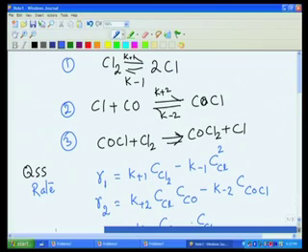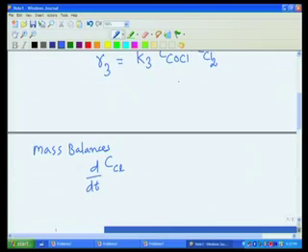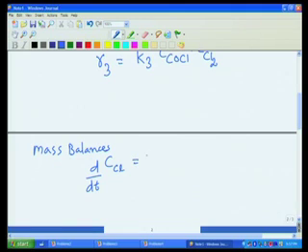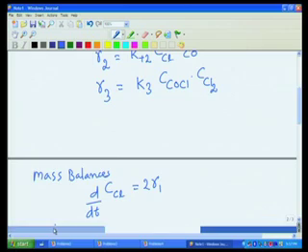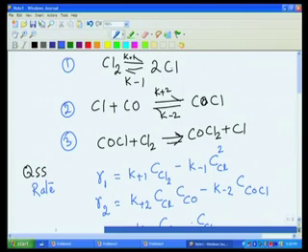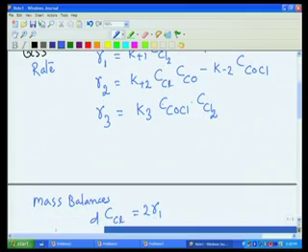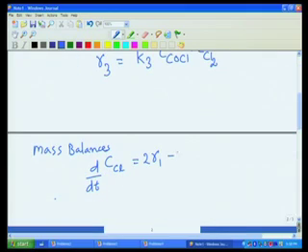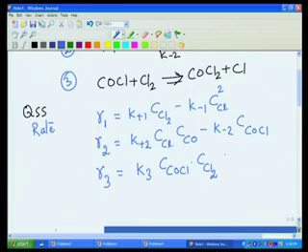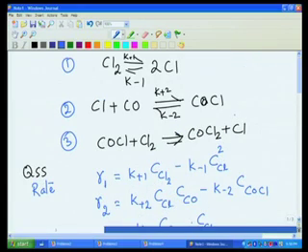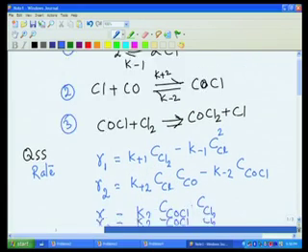So, what is happening? Cl is getting formed in the first reaction, 2 into R1, getting consumed in the second reaction, minus R2, and again getting formed in the third reaction, right. Okay.